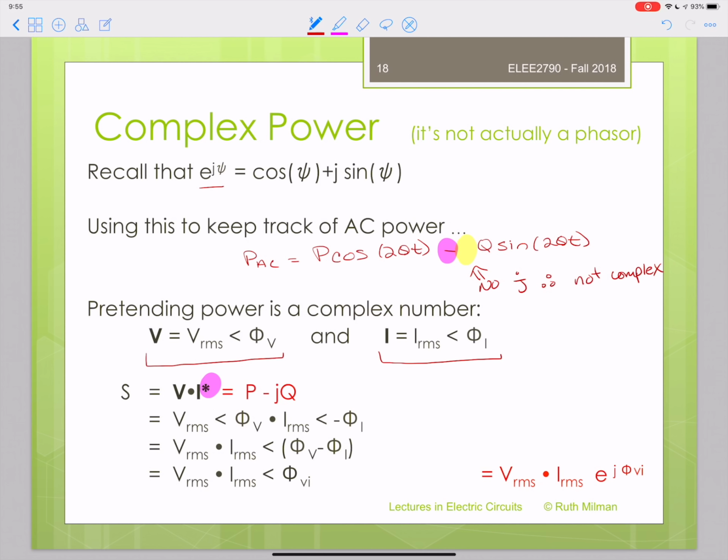P minus jQ. And that, in fact, is a way to notate the power where P is simply equal to the real part of this complex power, Q is simply equal to the imaginary part of this complex power, and then if you wanted to note our AC power all together, you would note that P_AC is equal to the real part of S plus the imaginary part of S, where, be careful, the reason I added as opposed to subtracted is because that minus sign is already taken care of in the complex conjugate.